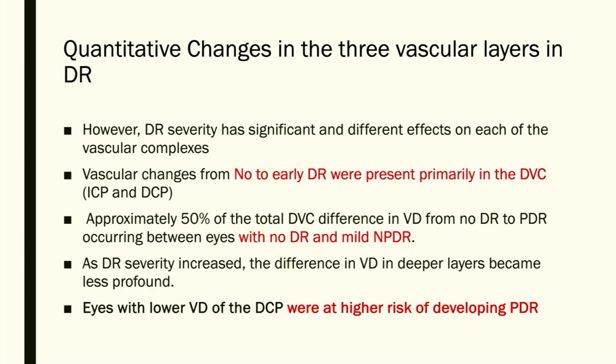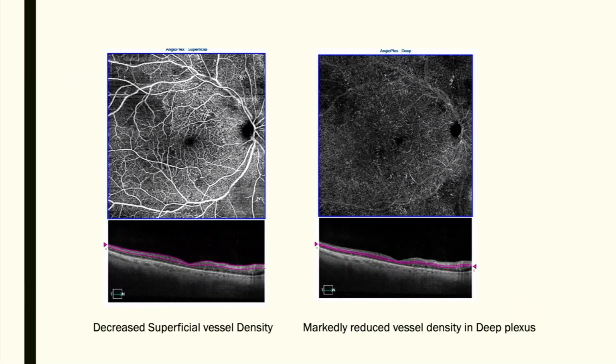First thing, which layer is getting affected first? It is the deep capillary plexus. So even before the superficial gets affected, the deep one is going to get affected. And the lower the vessel density in the deep capillary plexus, the more they are at risk of developing PDR, even in eyes where diabetic retinopathy is present.